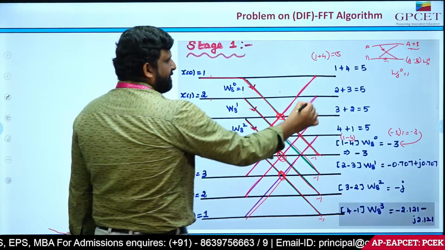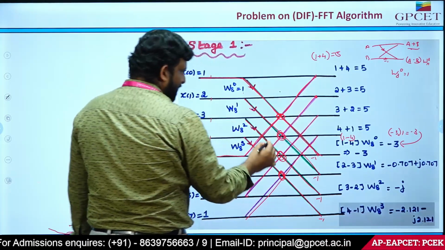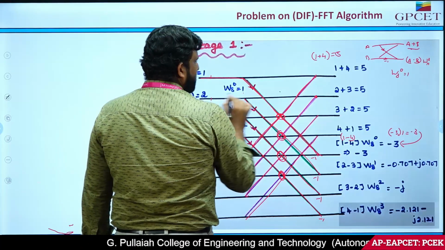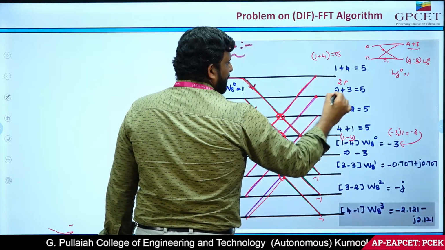Now, similarly, take this. Where is it coming from? First, it is coming from x of 1. X of 1 is equal to 2 plus. And where is it coming from?